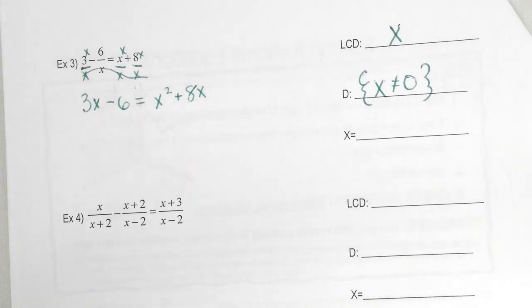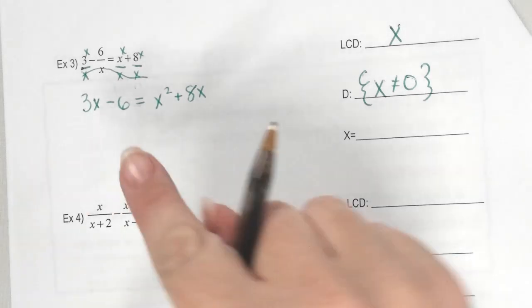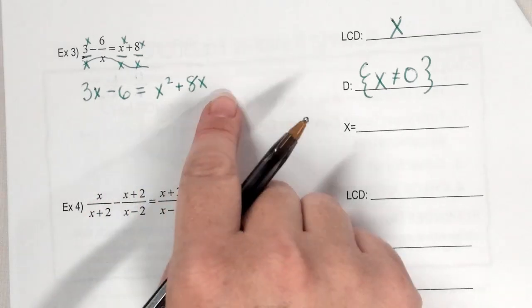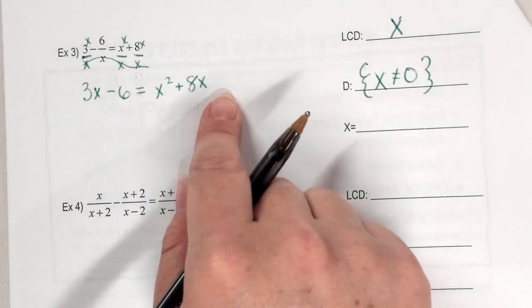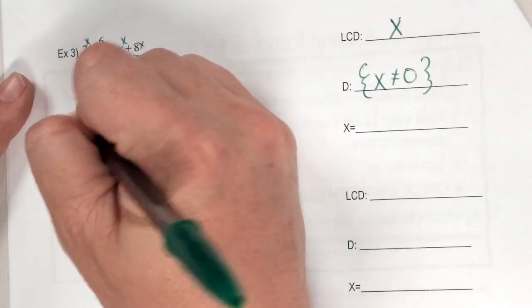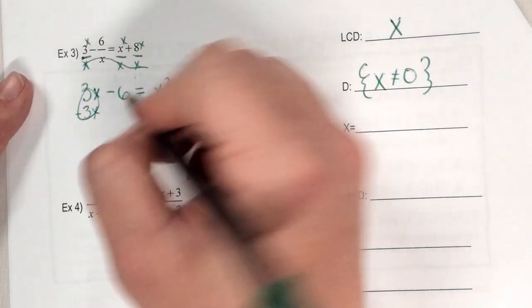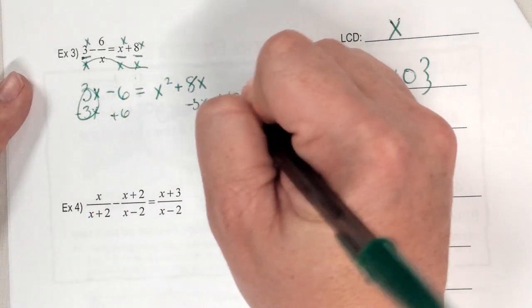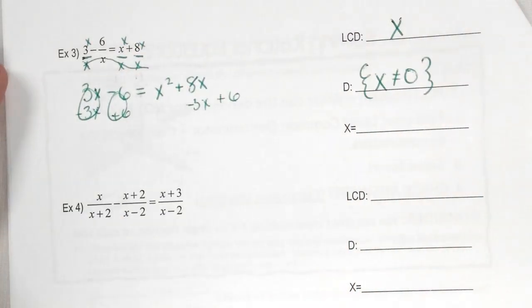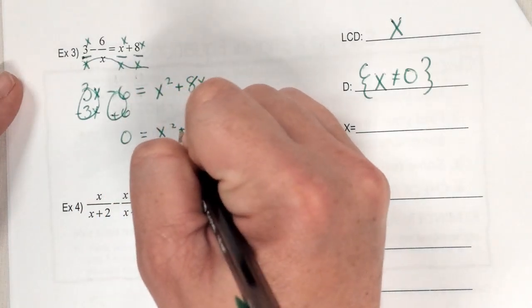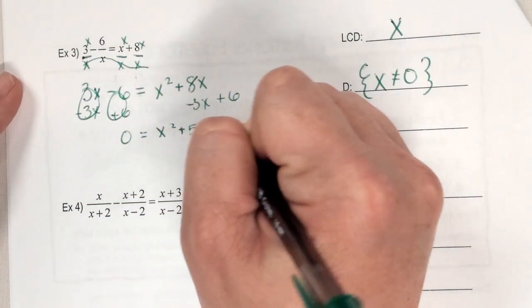Okay, now what do I do? No, we don't ever want to make x squared negative. Because we have a squared, it's just like Monday, and we have to set it equal to 0 to solve it. We either have to factor or do quadratic formula. So I'm going to do minus 3x on both sides because we don't want a negative x squared. And I'm going to add 6 to both sides. And now I have 0 equals x squared plus 5x plus 6.